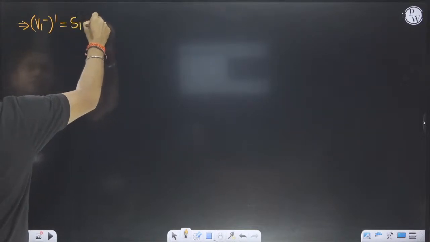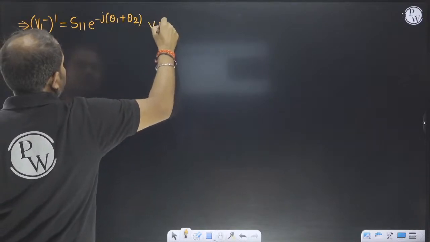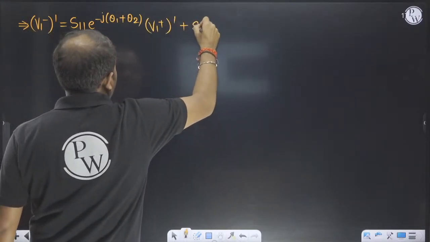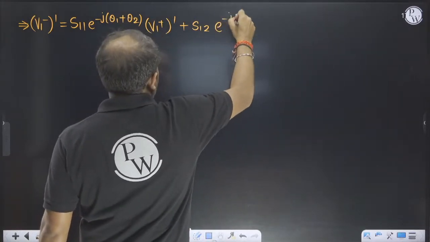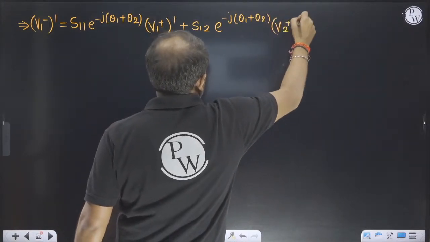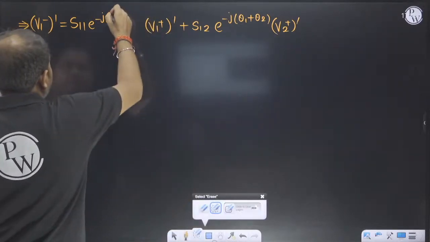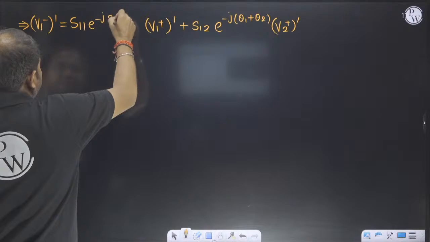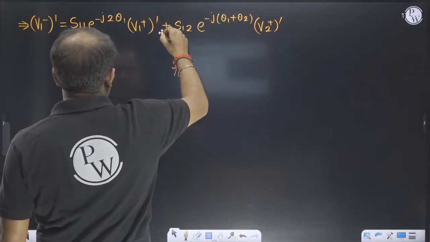So V1 minus dash is equal to S11 e to the power minus j 2 theta 1 V1 plus dash, plus S12 e to the power minus j theta 1 plus theta 2 V2 plus dash. So you are getting it like this.